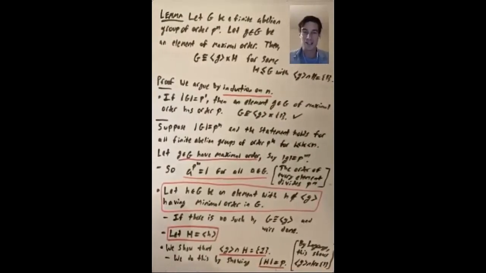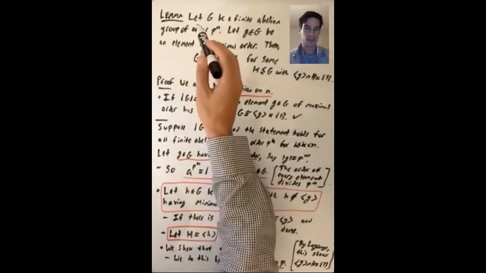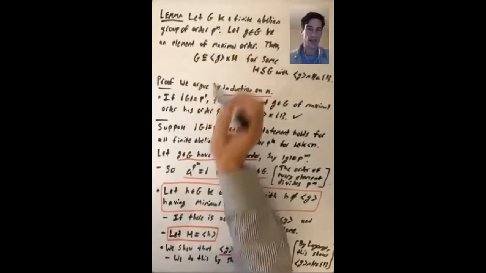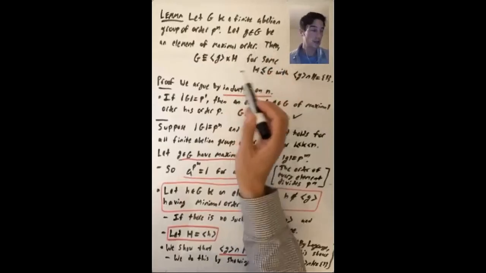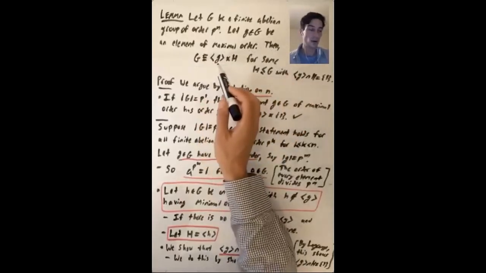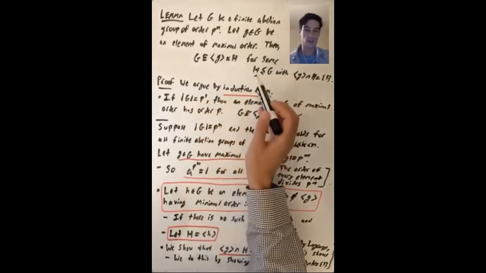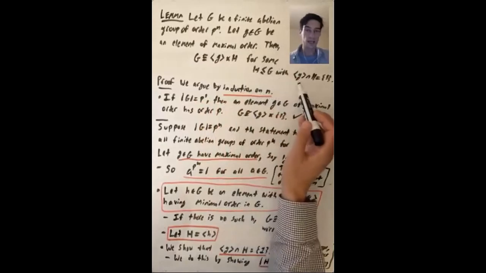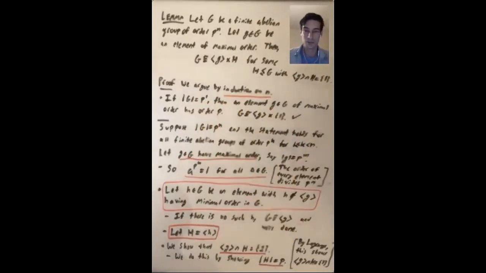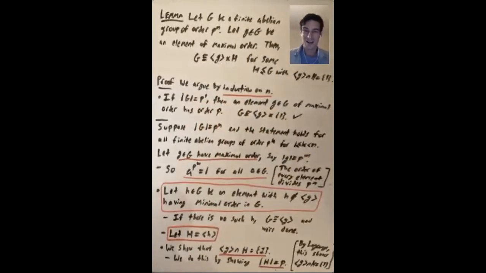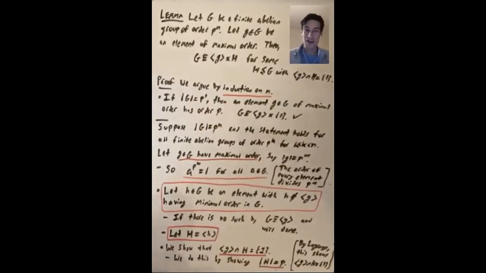Let's begin our discussion of the proof of this critical lemma. So what are we trying to prove? Let G be a finite abelian group of order p to the n, and let little g be an element in your group of maximal order. Then the group G is isomorphic to the cyclic subgroup generated by this element little g cross H for some subgroup H of G, where the intersection of the cyclic subgroup generated by little g and H is the trivial subgroup.